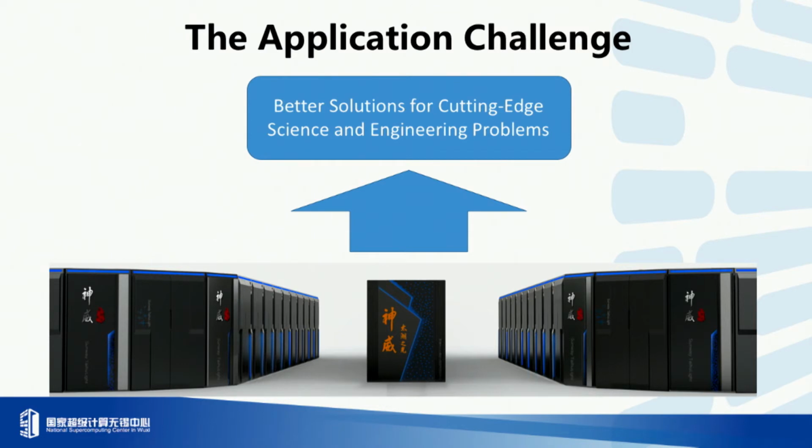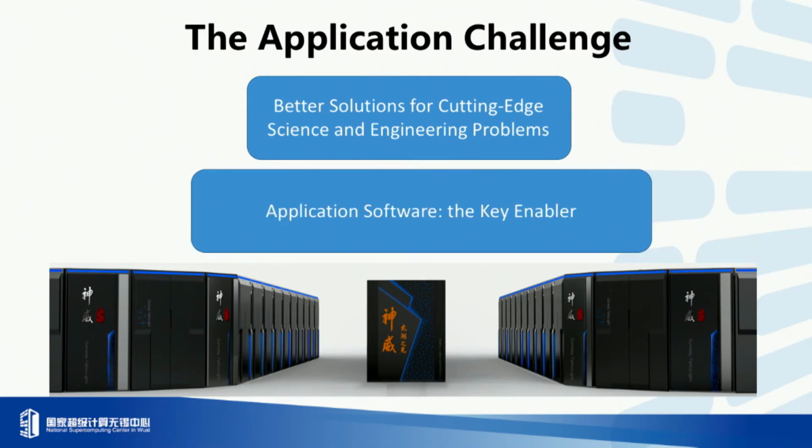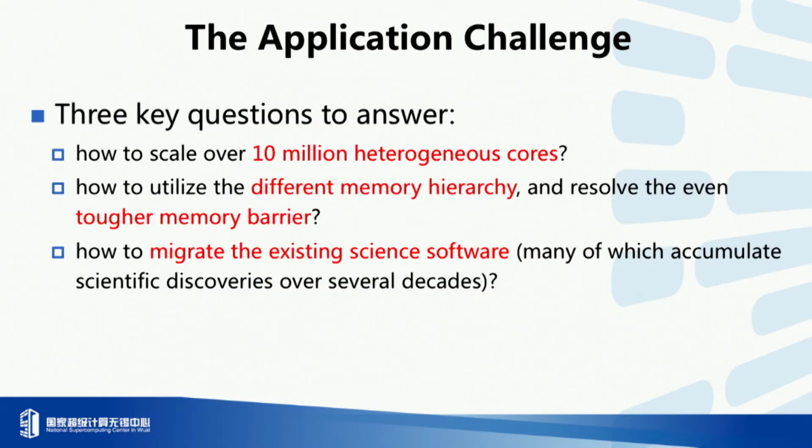Now, the main reason that the government wants to spend this much money to build a system is, of course, they want this machine to enable better solutions for cutting-edge science and engineering problems. But to do that, you need something to connect from the machine to your scientific or engineering problems. That's your application software. And this is probably one of the toughest challenges for us, for Sunway TaihuLight, because as I mentioned, it's a totally different hardware architecture, and we have to grow our own ecosystem for developing these different software. And there are also other challenges.